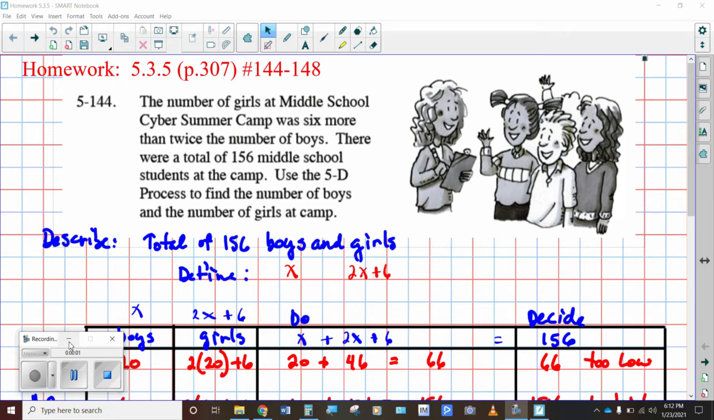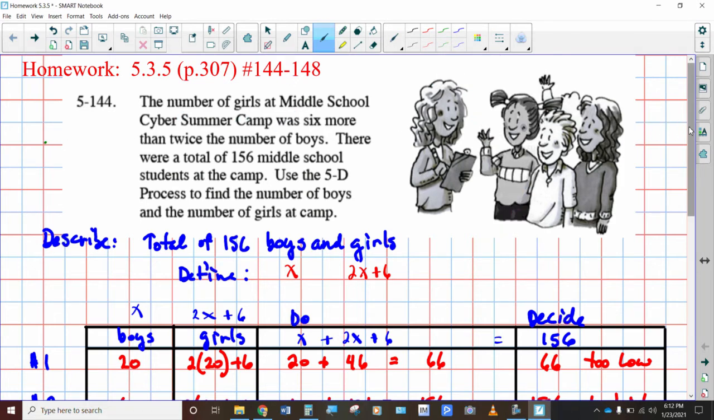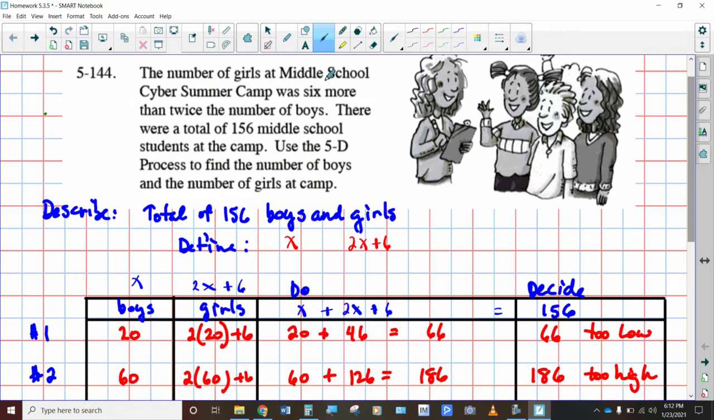All right, let's take a look at our homework for 5.3.5. Problem number 144 is a word problem, so we'll use the 5D process. It says the number of girls at middle school cyber summer camp was 6 more than twice the number of boys. So boys should be our variable x, and the girls will be compared to that: 6 more than 2 times what the boys are.